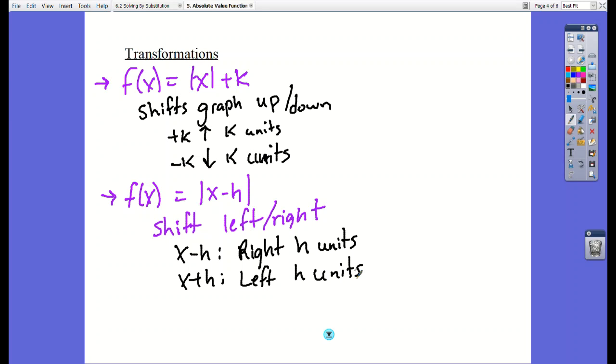And if you're unsure, play around with that graph, right? Keep putting in different numbers and watch that vertex move side to side.